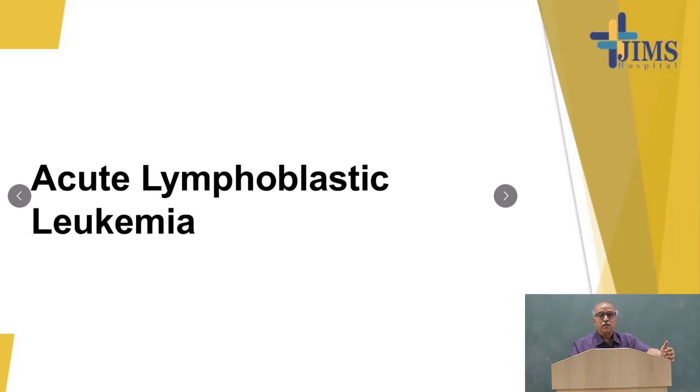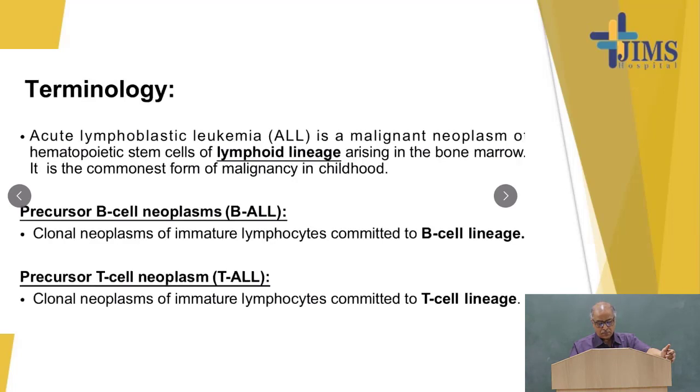In the blood cells there are myeloid progenitor cells and lymphoid progenitor cells. Lymphoid progenitor cells are again divided into B and T subvarieties. So here the leukemia will also be discussed under the headings of B cell and T cell variety. Acute lymphoblastic leukemia, in short ALL, is a malignant neoplasm of hematopoietic stem cell.